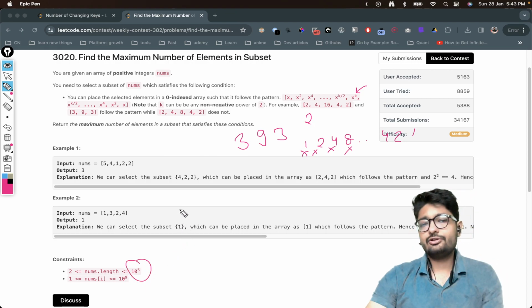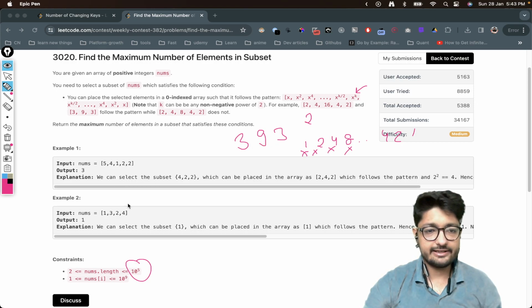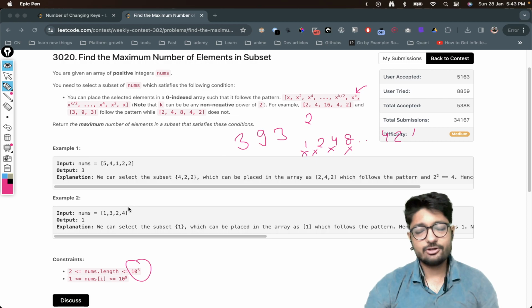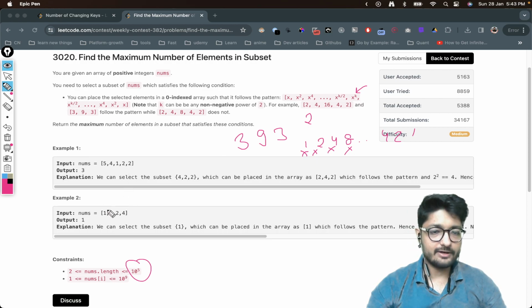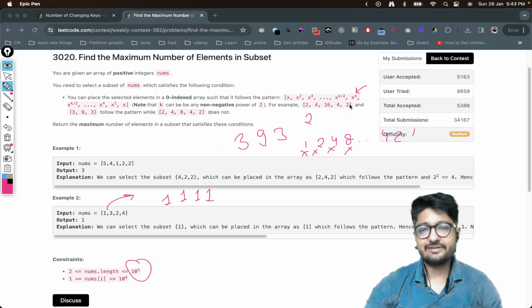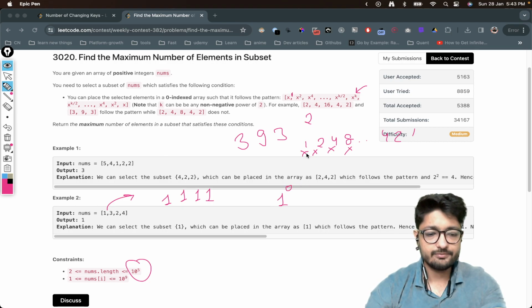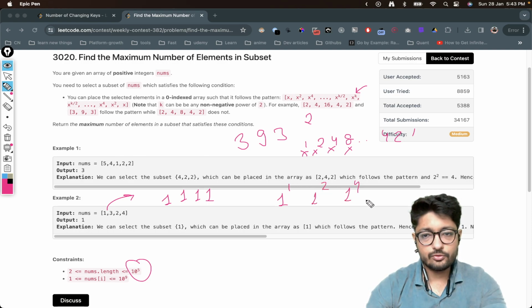So what I actually understood here is, let's say, first find out some basic observations from these examples as well. Always take a look into different examples. If we have only ones, let's say a lot of ones, then it can always satisfy this condition, because I can put 1 to the power of 1, and 1 to the power of 2, 1 to the power of 4, and so on, and then 1 to the power of 2 and 1 to the power of 1.